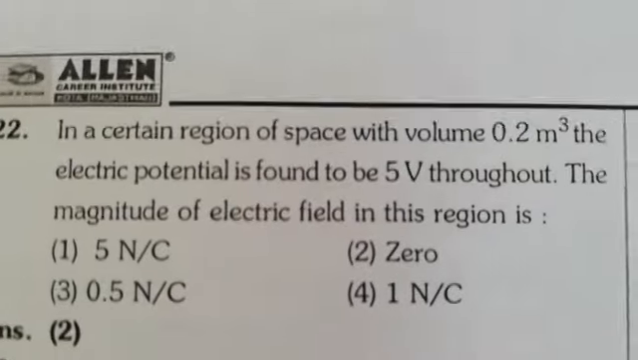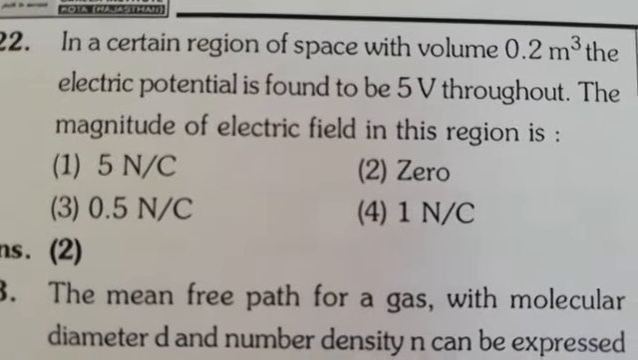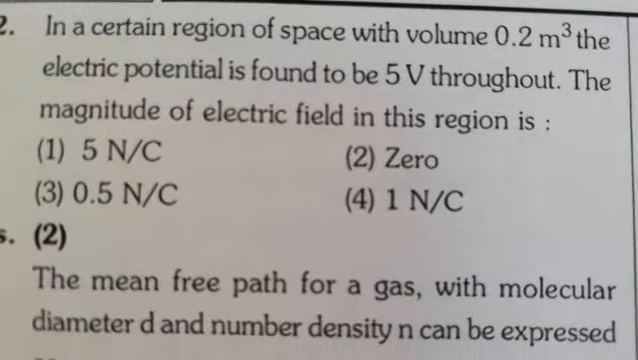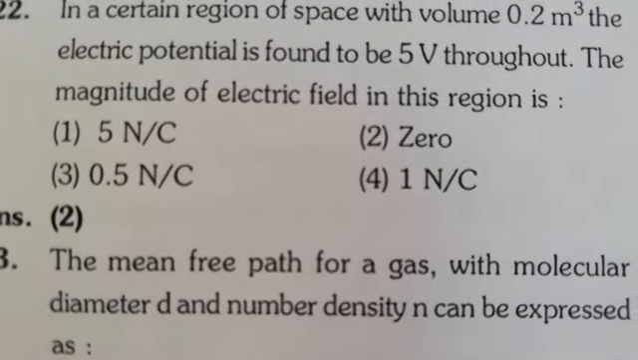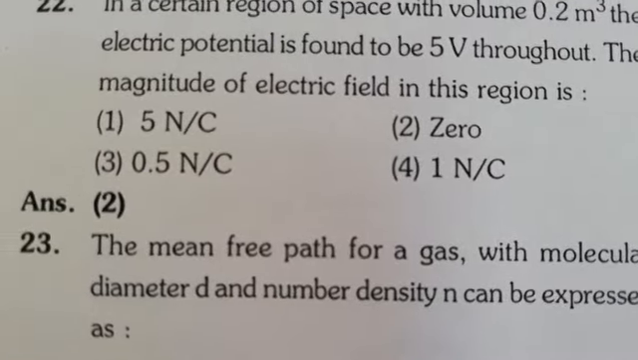The mean free path for a gas with molecular diameter d and number density n can be expressed. So the mean free path is 1 by root 2 pi n d square, which is a basic formula, third option. So let us go for the 22nd one.